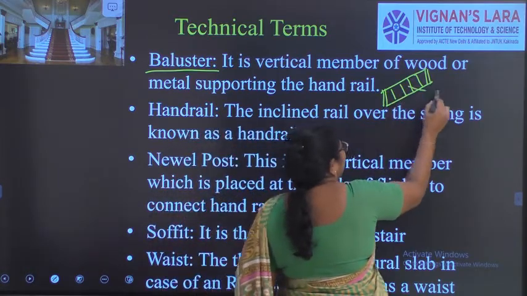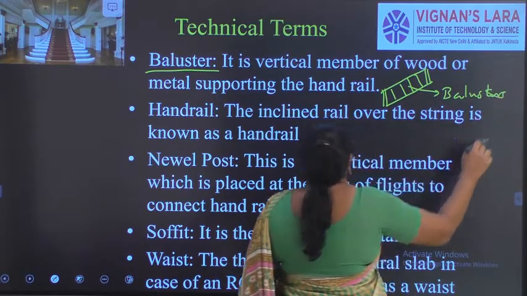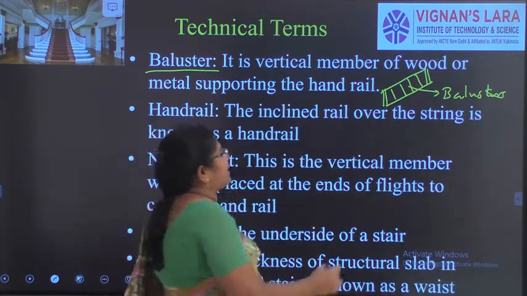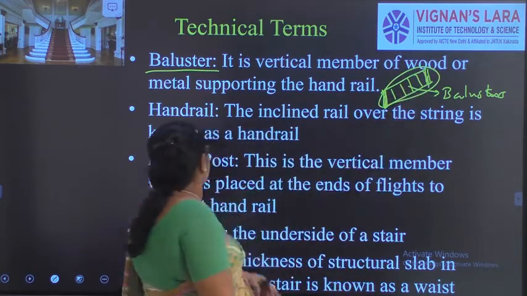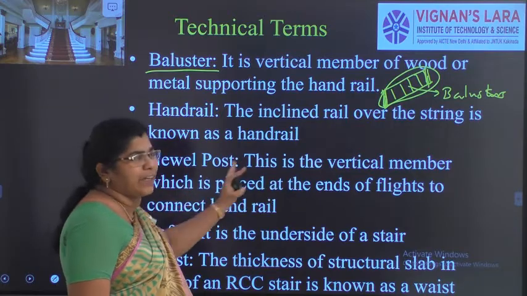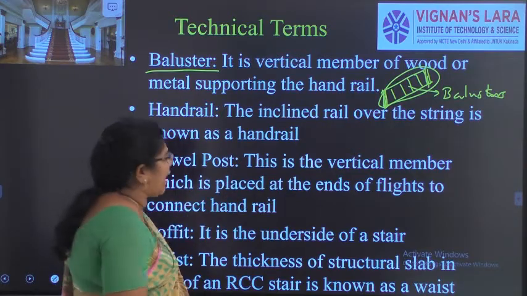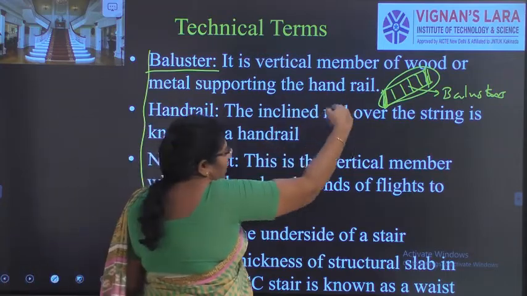This we call the balusters. And the handrail, the entire thing we call a handrail. This, I told you, the supporting part we call the newel. Newel post is a vertical member placed at the end of the flights to connect the handrail. So these three things we have known from this one flight.